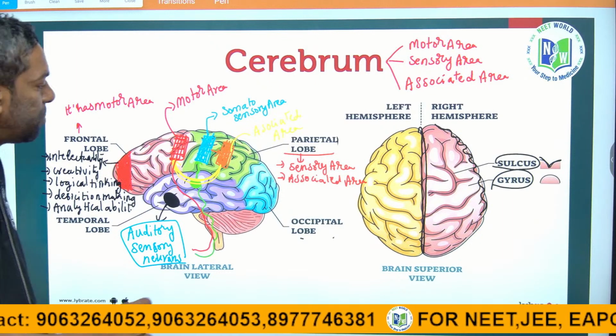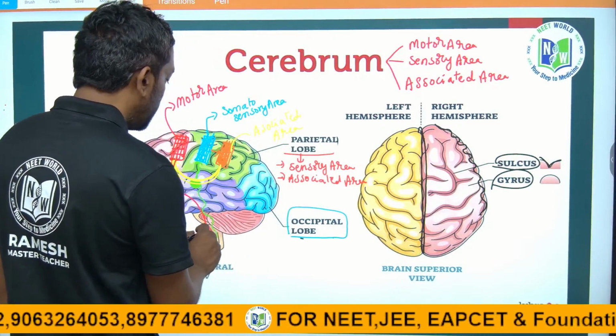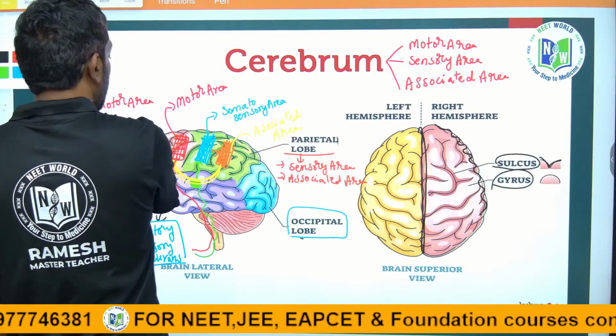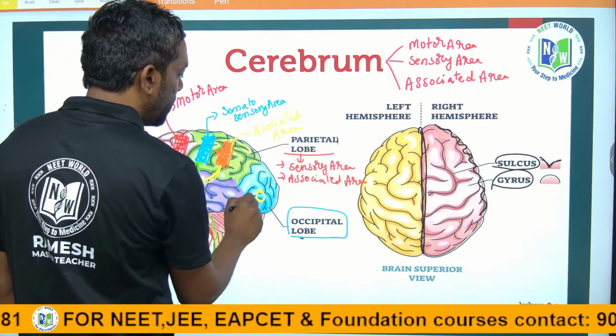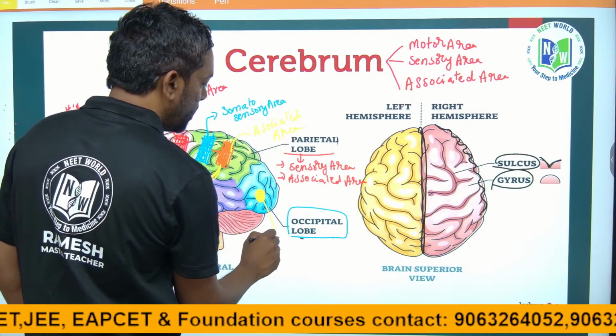What about the occipital lobe? The occipital lobe is where the visual sensory neurons are.